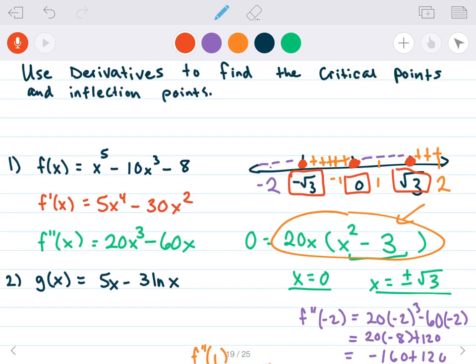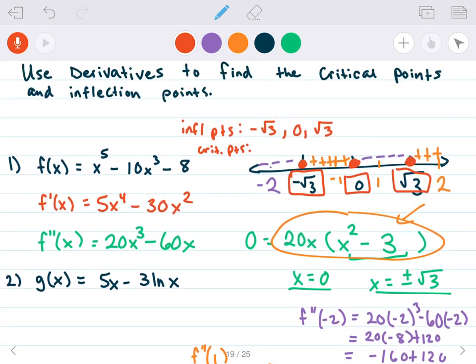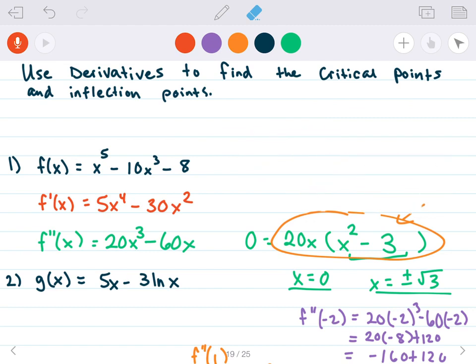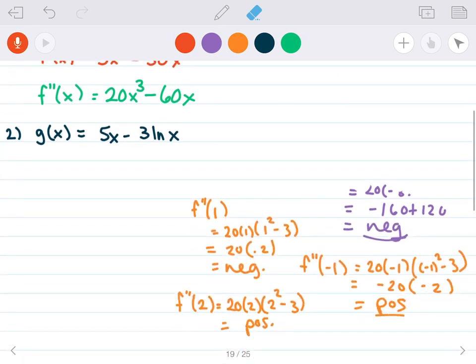So those are my inflection points: negative root 3, 0, and root 3. And the critical points, we found those earlier. So that's how we do it. Let's do another one. I'm going to erase this just because we are running out of space here. So again, we want to find the critical points and the inflection points. Let's do it.